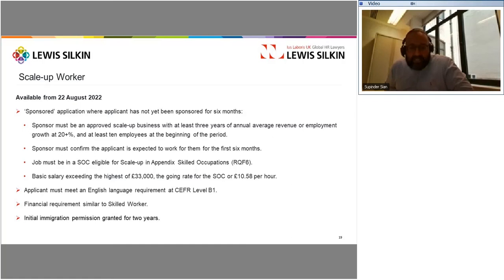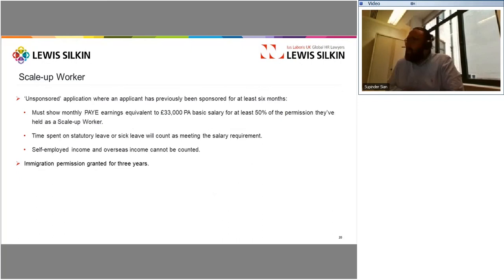So they still have to meet an English language requirement like they would for skilled worker. They have to meet a maintenance requirement, and they'll get immigration permission granted for 2 years. But the key difference here is, once they're finished working with that scale-up business that's brought them to the UK, they can continue to work without requiring further sponsorship in the UK, provided they can show that they have PAYE earnings equivalent to £33,000. Now, once we get the full guidance on this and we become a bit more familiar with it, we will issue guidance and alerts as to how it may help some of you as startup businesses with your talent strategy.